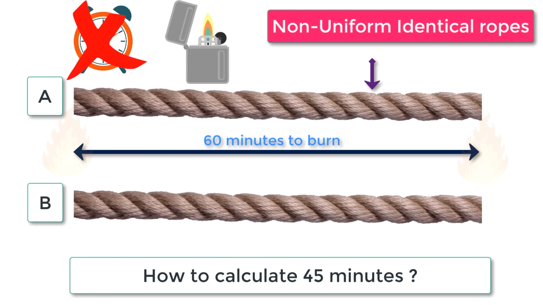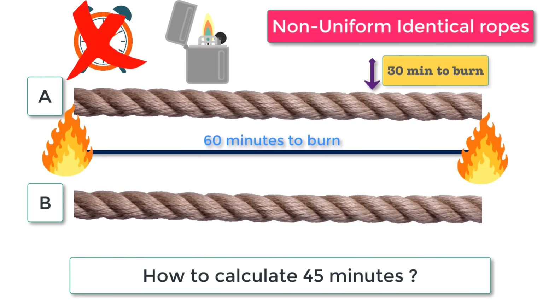So what you can do is burn the rope from both ends. It will take the rope 30 minutes to burn completely. Even though it is non-uniform, if you burn on both the sides, it's definitely going to take 30 minutes because the composition does not matter since you are not burning the rope from one side. So in order to calculate 45 minutes, the 1 rope is not sufficient.